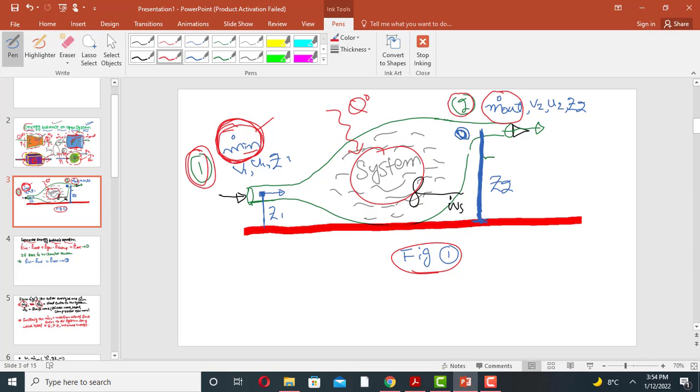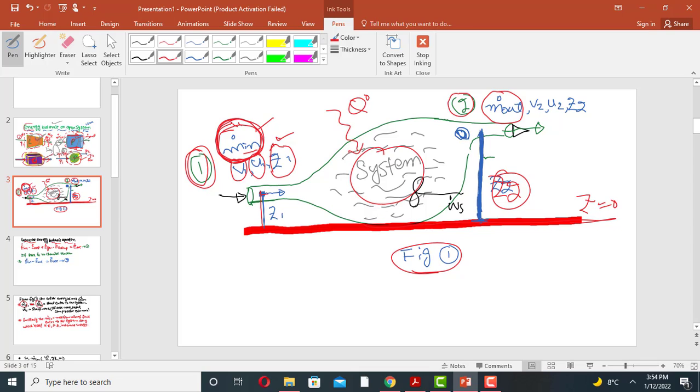This is the reference point, here height is equal to 0. This is Z1. This is Z2, the height of point 2. Similarly, the velocity of the fluid at point number 1 is V1. The internal energy of the fluid at point number 1 is U1. The height of the fluid at point number 1 is Z1.